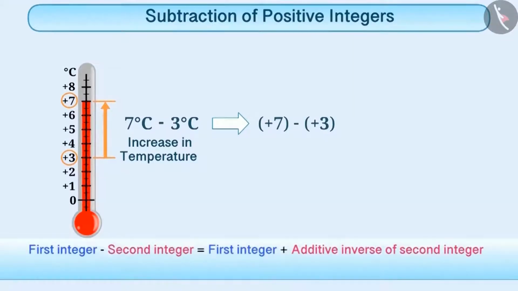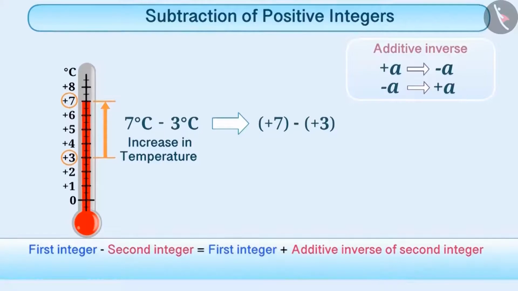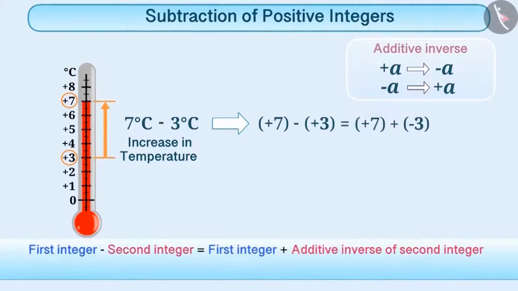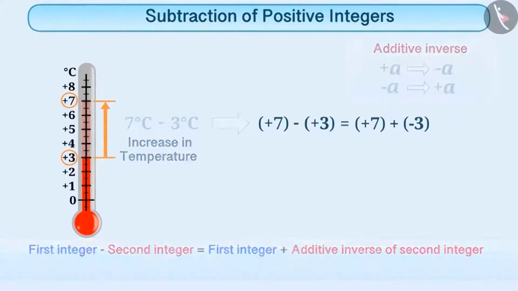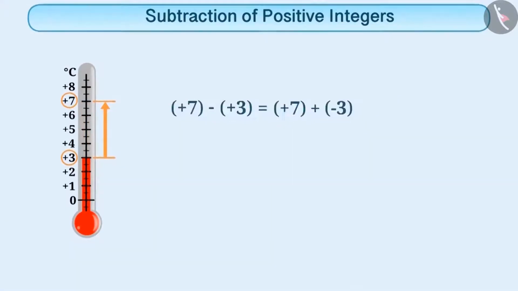Whenever we have to subtract an integer from another integer, we add the additive inverse of the integer that is being subtracted to the first integer. The additive inverse of any number can be obtained by changing its sign. So the additive inverse of +3 is -3. Therefore, the addition can be written as +7 plus -3.